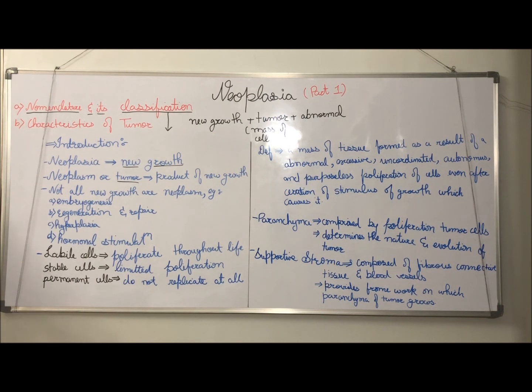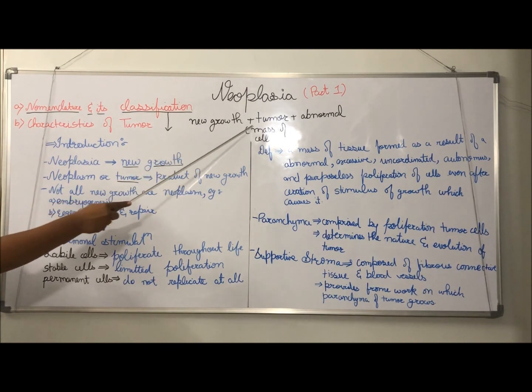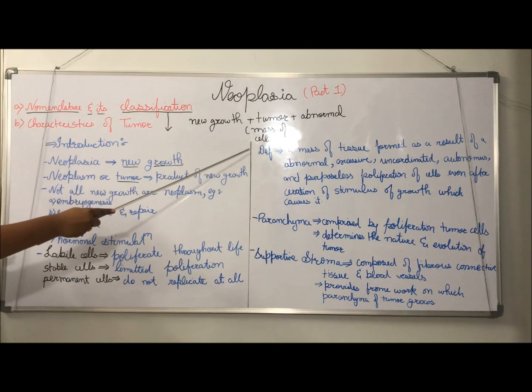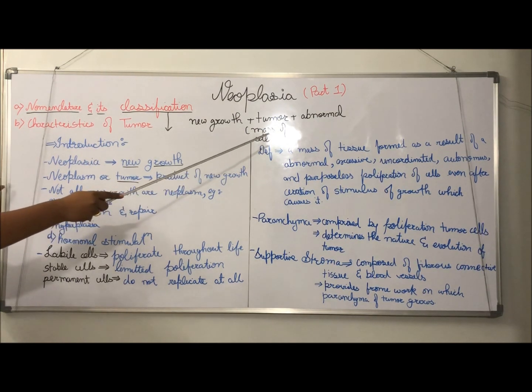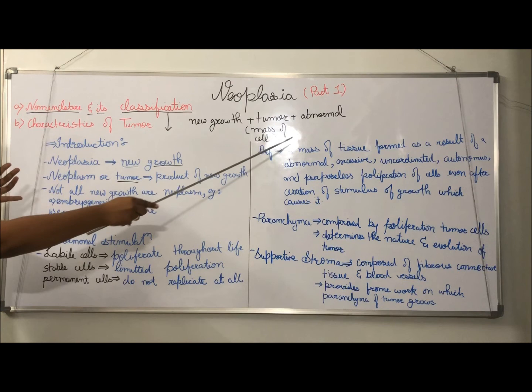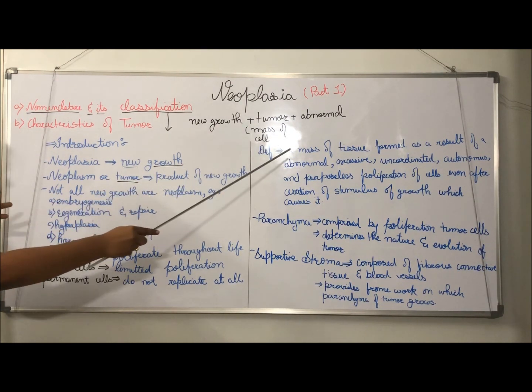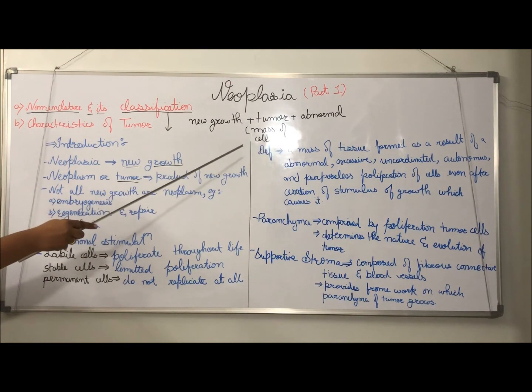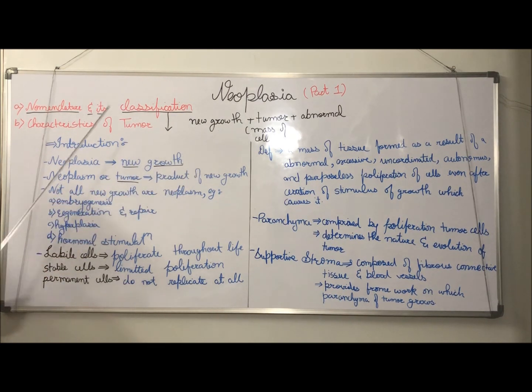So guys, when we think about neoplasia, the first thought which comes to our mind is three things. First, something related to new growth, plus something related to tumor, that is a mass of cells, and a process or a thing which is abnormal. These are the first things which come to our mind when we think about neoplasia. So you guys are right, but it needs some modification. So let's move toward the introduction.